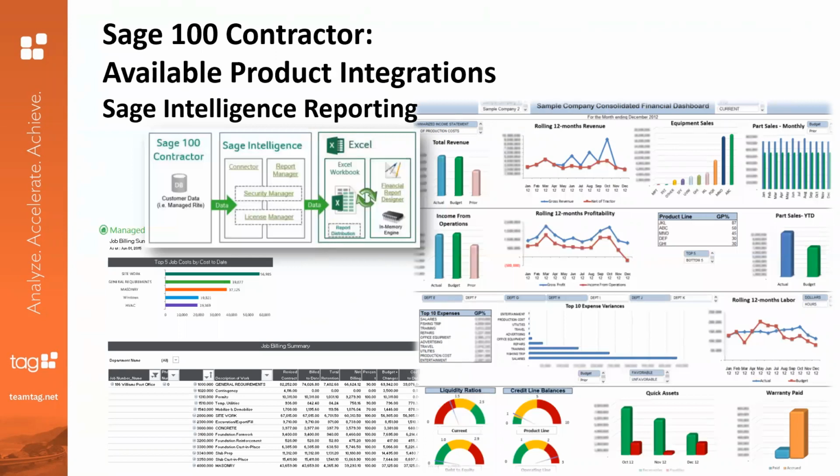It offers its own set of Excel templates that you can automatically distribute in any format of your choice, so PDF, HTML. You have many options, and the reports can combine multiple Sage and non-Sage data sources to be included in this reporting tool. So it's much more detailed and robust than the reporting that's already offered within Sage 100 Contractor.